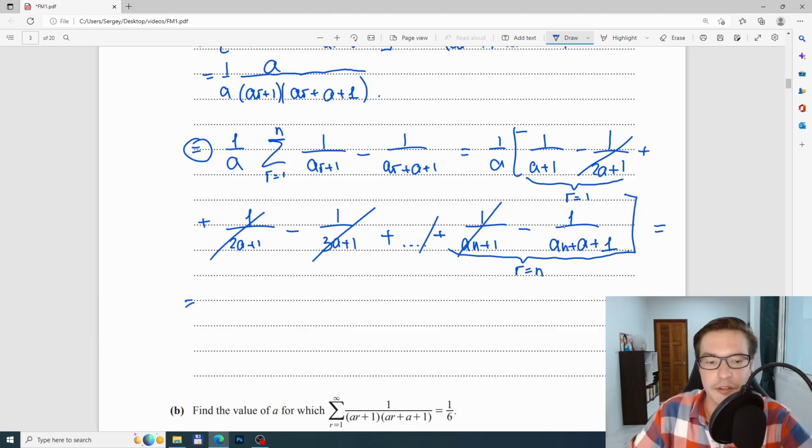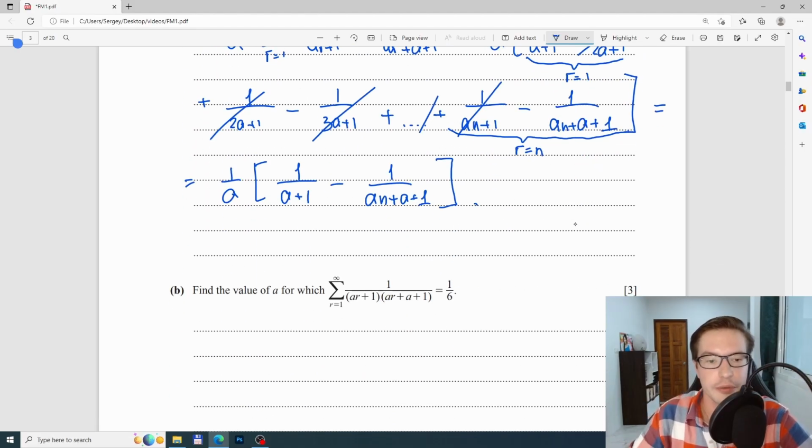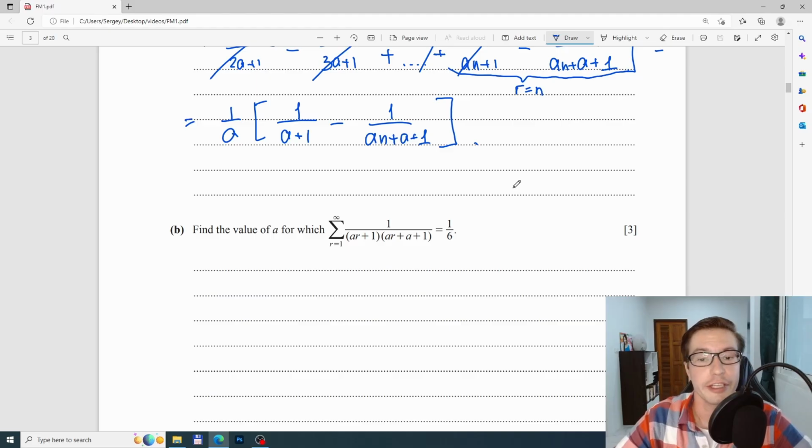So what is left is 1 over A, then the first fraction, 1 over A plus 1 minus 1 over An plus A plus 1. That will be my answer for the first question. Okay, let's have a look at the next one.